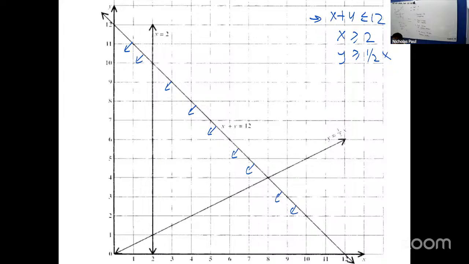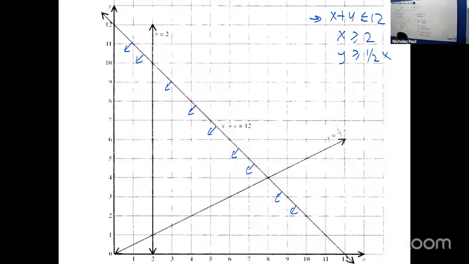Everybody remember how to draw that line? Sasha, how do you draw x plus y is 12? That's what we did last week. Plug in x is something, find y, and then do it again. When I get 2 points, connect them. Are you okay with that?